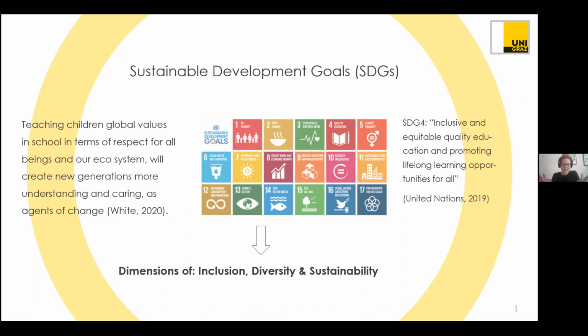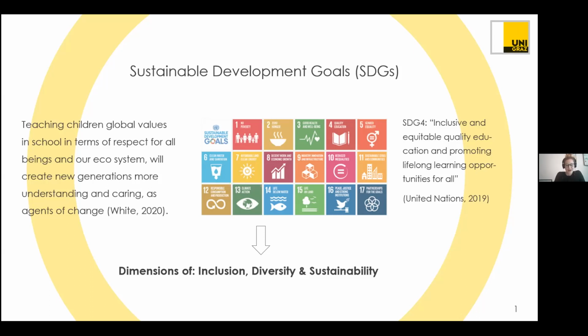We know the SDGs have the aim to reduce poverty and inequalities, to improve our health and education systems, and to save global resources and our ecosystem. I will talk now a little bit more about the role of education, from a perspective of educational science. We have the SDG 4, which is targeting education specifically, and it's named Inclusive and Equitable Quality Education and Promoting Lifelong Learning Opportunities for All. But if we think about the education system, it's not only about the SDG 4, also many other SDGs are finding their way into the education systems.